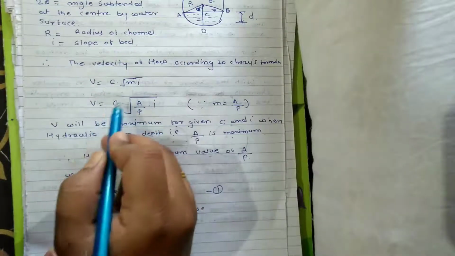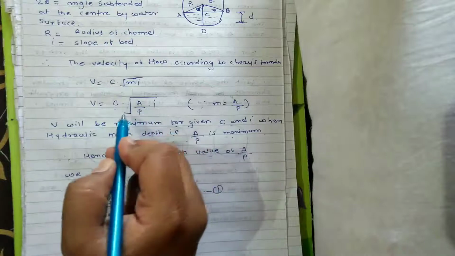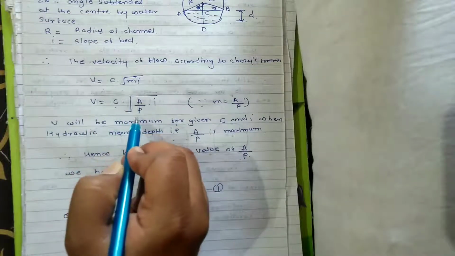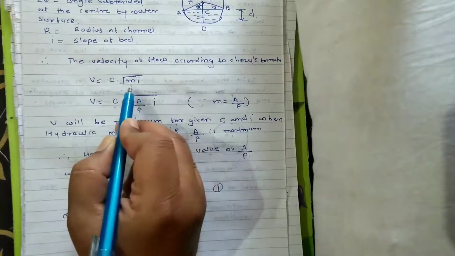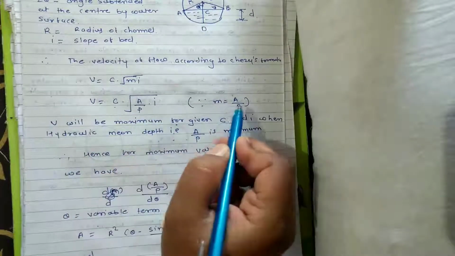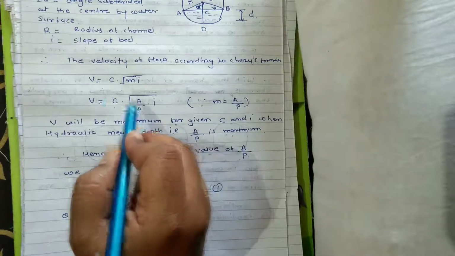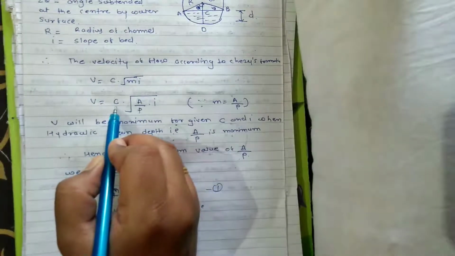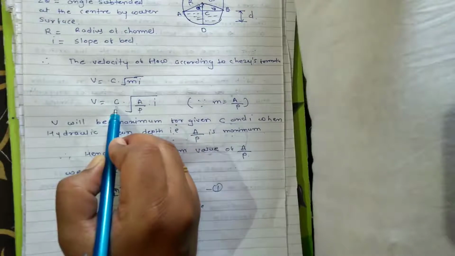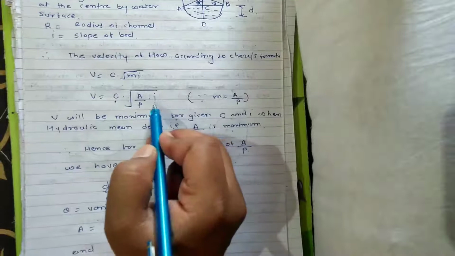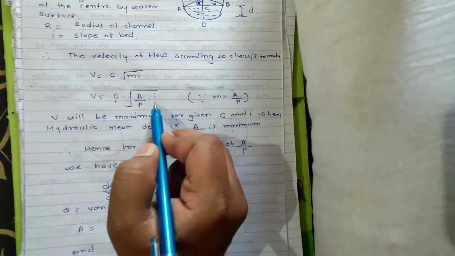So I can write this equation in this manner also: V is equal to C into square root of A by P into i, because hydraulic mean depth is nothing but wetted area by wetted perimeter. So this is your hydraulic mean depth. Now we observe in this equation, what about C? C is going to remain constant. What about i? i will also remain constant.